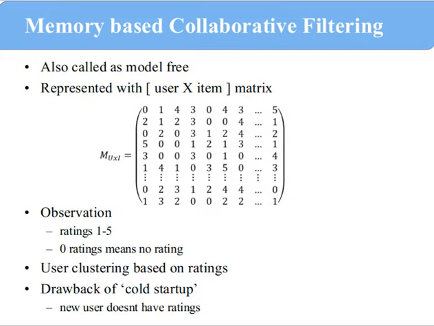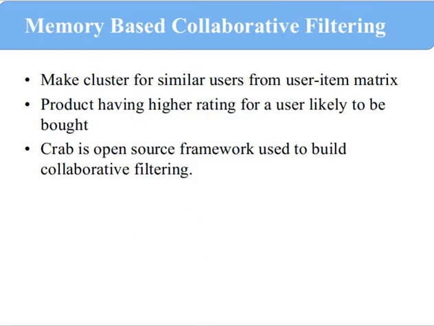In this approach there is one drawback, which is the cold start, where whenever a new user comes into the picture, at that moment the user doesn't have any rating for any item. So a difficulty occurs there. Whenever we have formulated a similar user group, a cluster has been made. So we have to build a cluster for the similar users from this matrix.